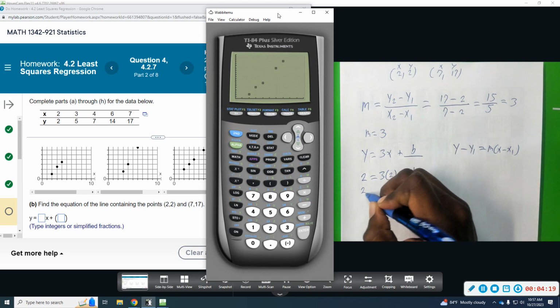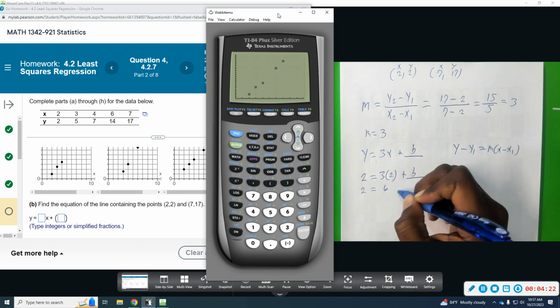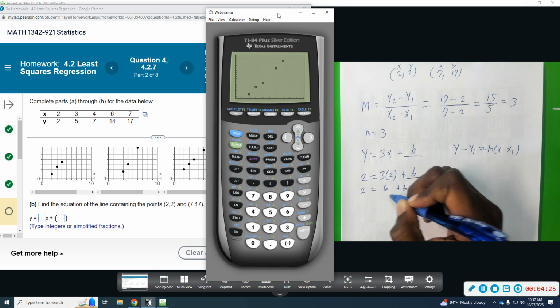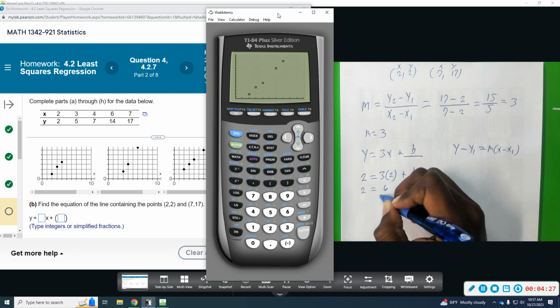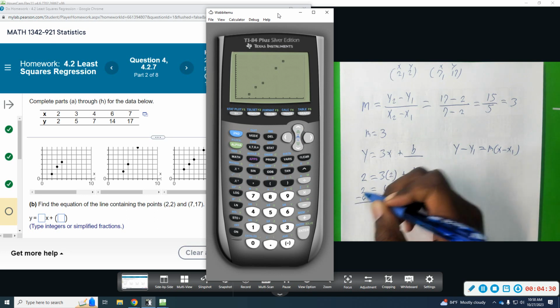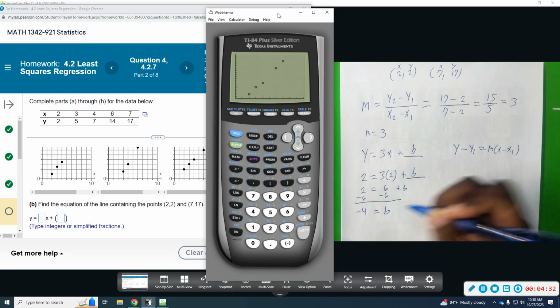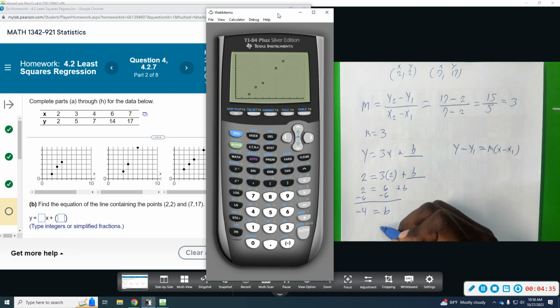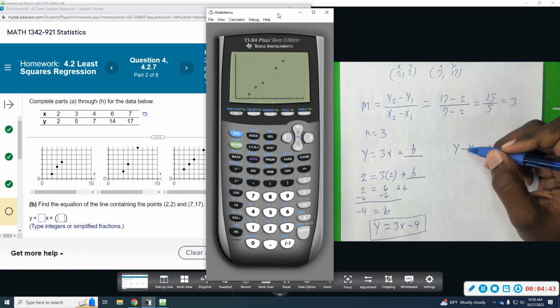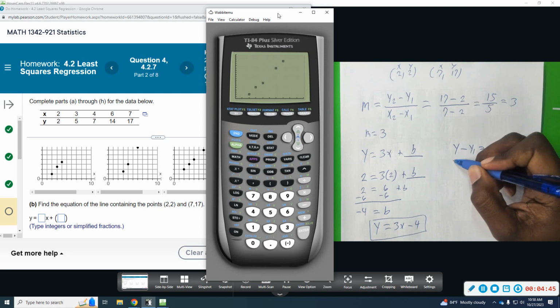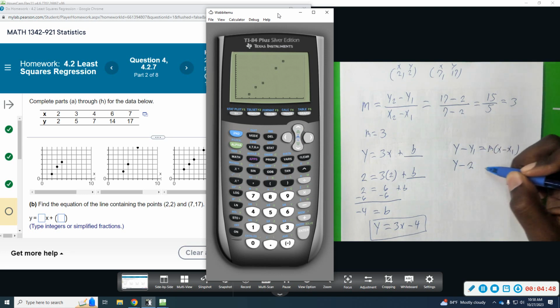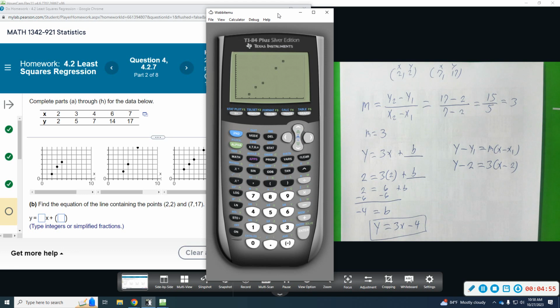So solving for b, that will give me 2 equals 6 plus b, and then from here I can figure b is a -4 if I just subtract 6 from both sides. I get -4 equals b. So my equation overall would be y equals 3x minus 4. That would be the equation containing those 2 points. Doing it with point slope form, you would have y minus the y value of 2 equals the slope we found, which was 3, times x minus the x1 value of 2. So plug it in that first point.